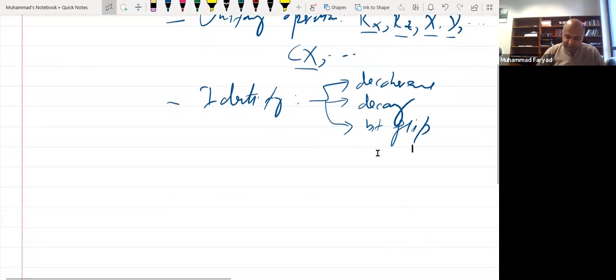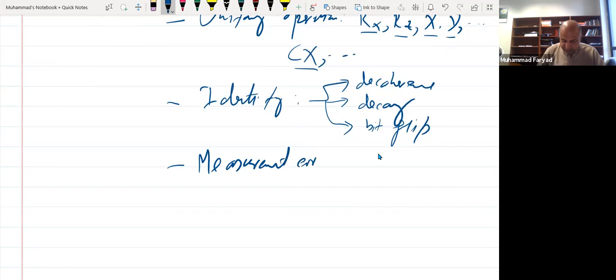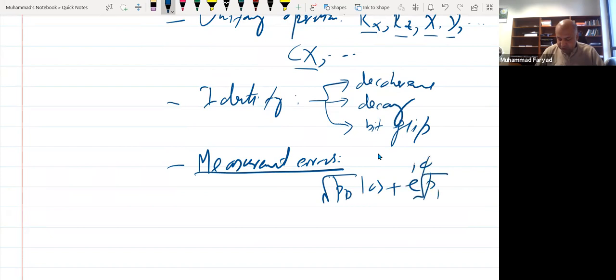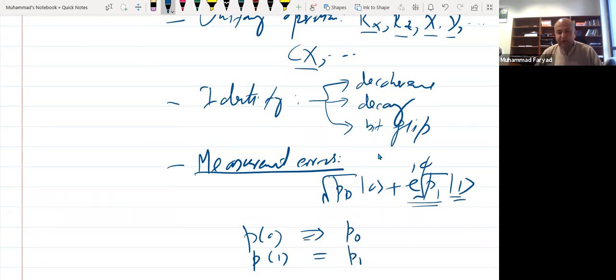And then, of course, in the final step, there are errors at the measurement stage. We can call them measurement errors. For example, if the state is something like square root of p0 times 0 plus some phase times square root of p1 times 1, then we should be getting the probability of measuring 0 as p0, and the probability of measuring the 1 state as the square of this amplitude, which is p1.